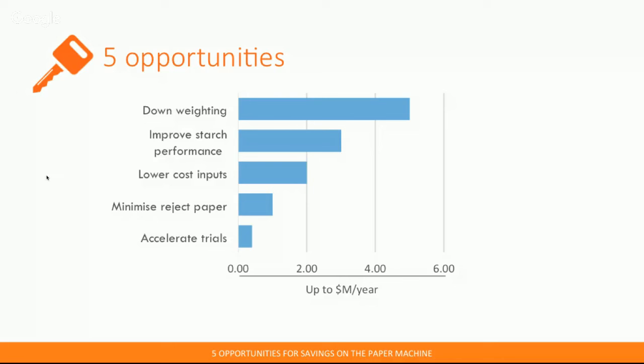Fourthly, we can improve starch performance. A lot of paper machines use starch. It's an expensive component, so maybe we can save on starch, and in a lot of cases we can. And then finally, perhaps the big one, there's the potential to downweight but still have the minimum performance that we need. So that's where we're going to go today. Let's go on to our next slide.